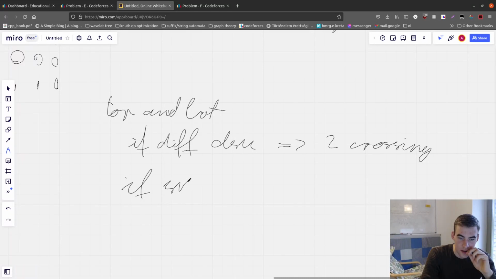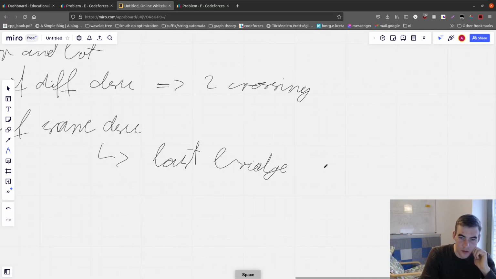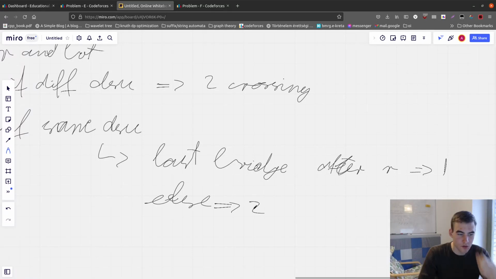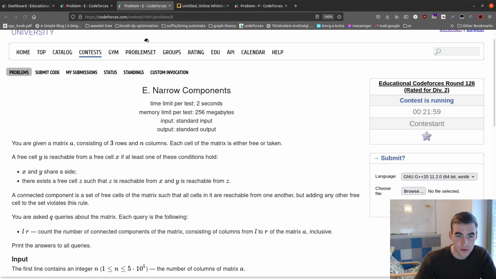If same DSU, then either last bridge after R, then it's 1, otherwise, else there's 2. I think that should work. 22 minutes. Okay, challenge accepted.